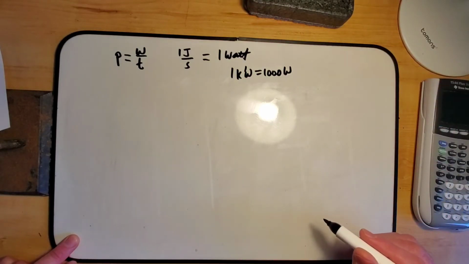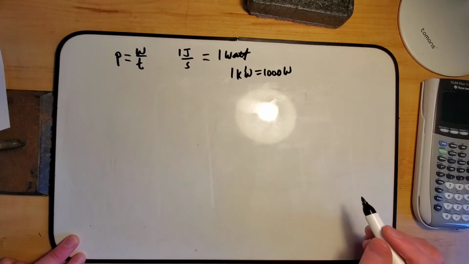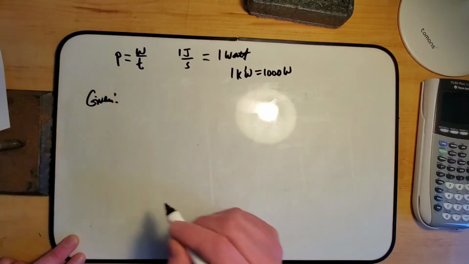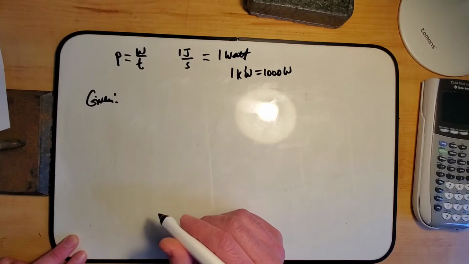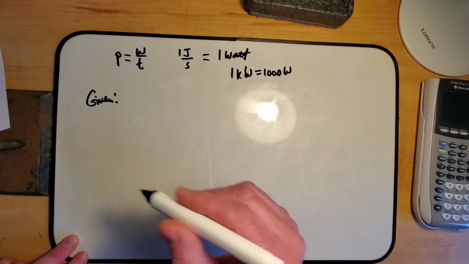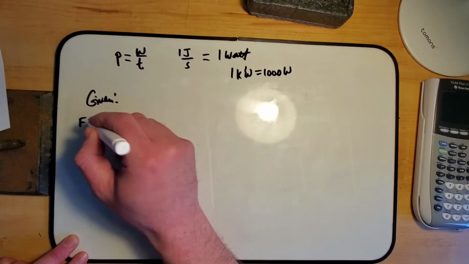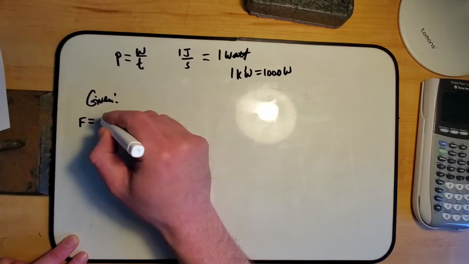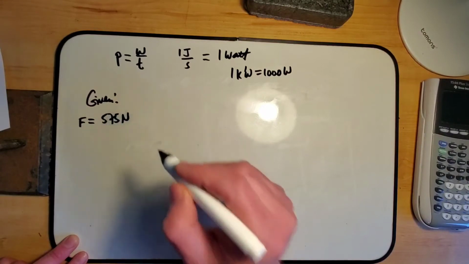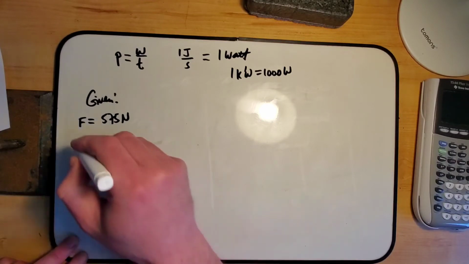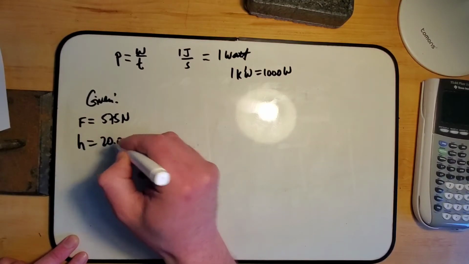Now, what kind of problems could be presented with this concept? Well, let me read the problem. The problem is given here, so let me start organizing everything. You have a box that weighs 575 newtons. The weight can also be expressed as a force, and the force here is 575 newtons. The next piece of information is that it is lifted a distance of 20 meters straight up. So I have a height of 20.0 meters.